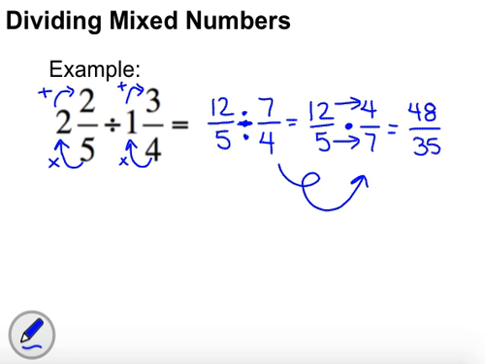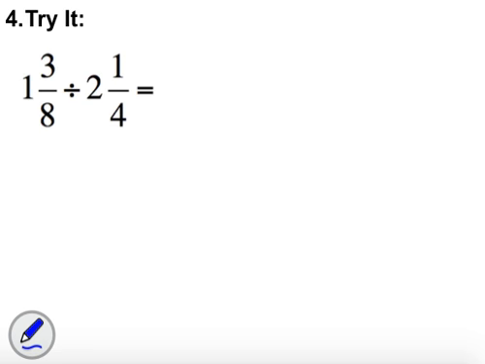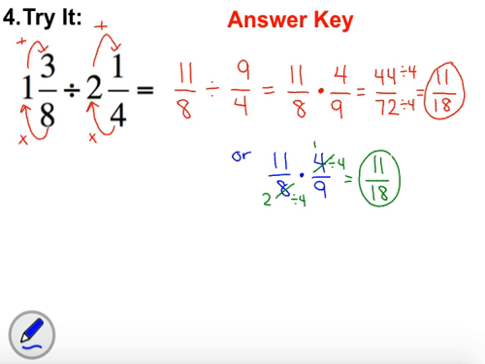This is an improper fraction again, so we'll want to do this like a division. 48 divided by 35. Well, 35 goes into 48 once. That will give us a remainder of 13, and it's still 35ths. In this case, you cannot reduce. So my answer would be 1 and 13/35. Time for you to try it. Pause the video until you're done with the problem, and then hit play to check your answer. Your final answer for this one should be 11/18.